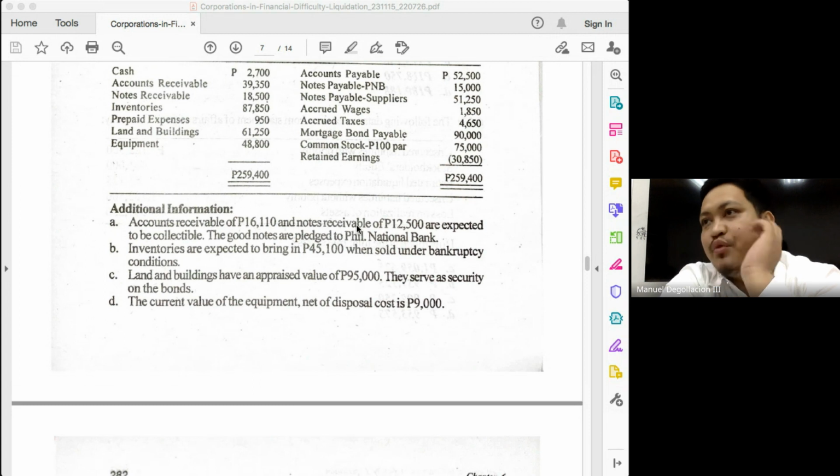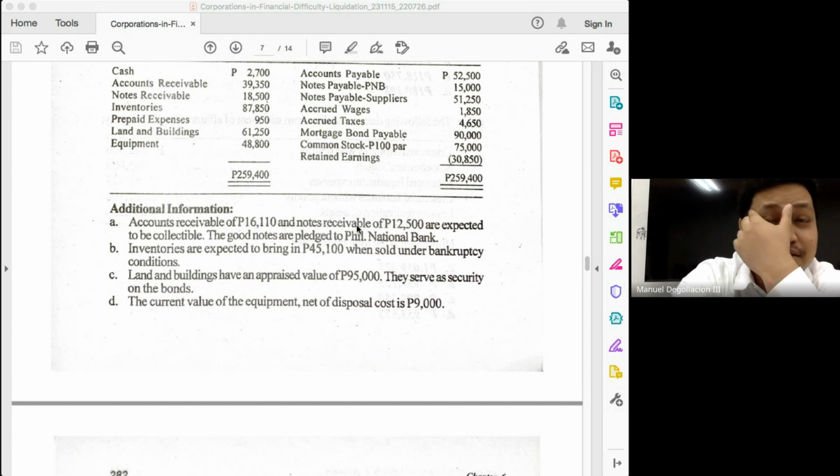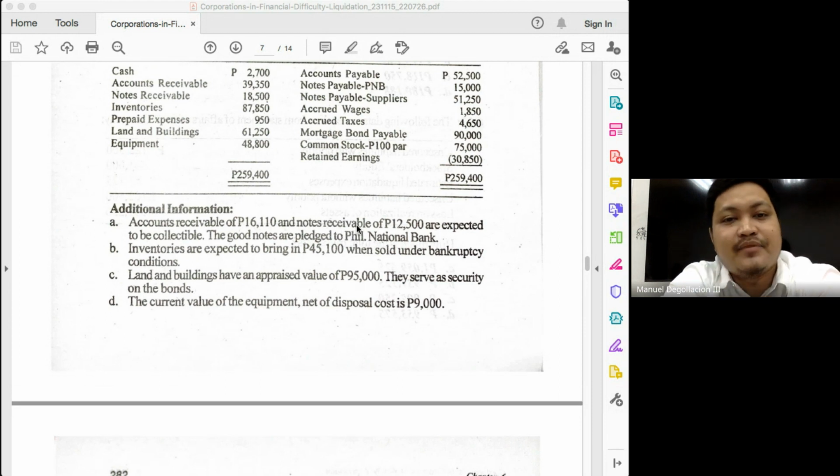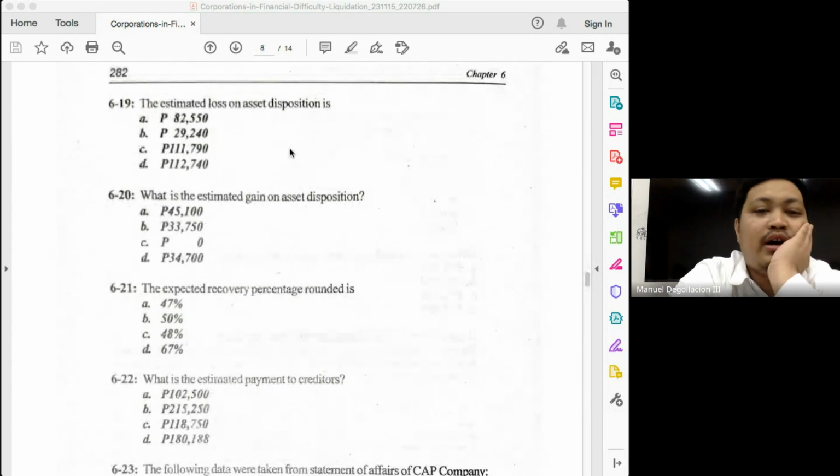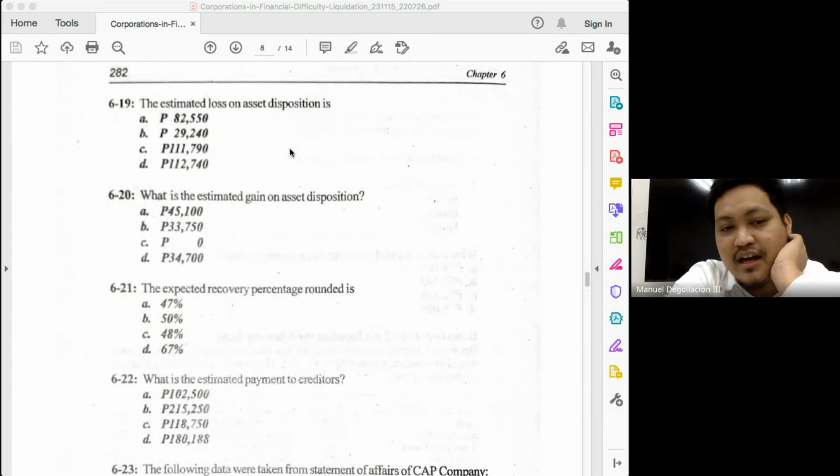106,250. So we have the two things we need to solve for our recovery rate, which is your 71,410 divided by 106,250. How much will that give you? Without rounding it off, 67 point something. But since this is a multiple choice problem, and it says rounded percentage, we will have 67%.